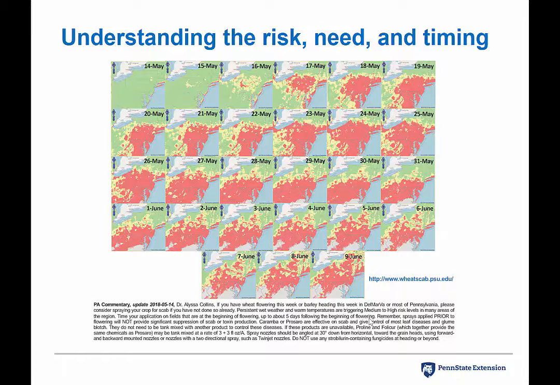So this is about not quite a month's worth of maps for the region. I started this on the date Alyssa Collins would have made the first commentary for the Wheat Scab website for Pennsylvania and some of the areas along the coast, just making reference to it. And you see within a couple days, we went from low to moderate to high, and we pretty much stayed favorable, even actually another week beyond this, I think it was.